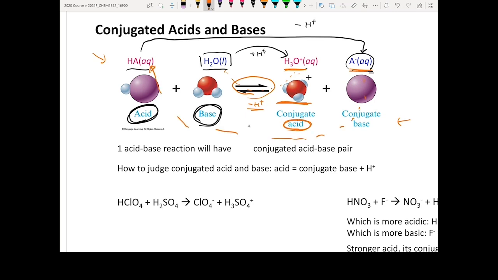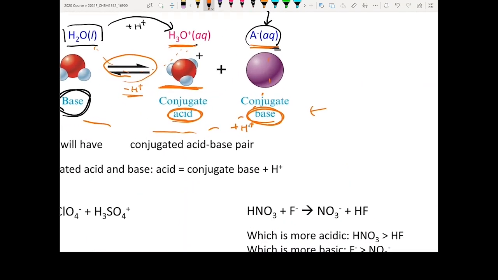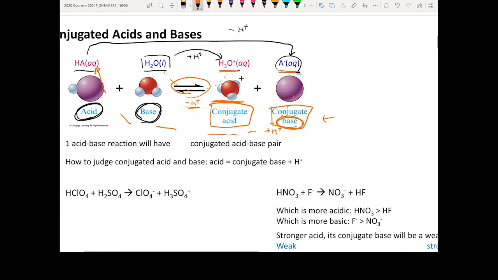For this guy, going back to here, you go from A minus to HA. Therefore, this one is a base. We create another terminology: call this one the conjugate acid and this one the conjugate base. So for all acid-base equilibrium equations, we can always find the acid and conjugate base pairs. In these specific reactions, you have two conjugate acid-base pairs. The first one is HA, A minus. The other one is H2O and H3O plus. So these are the two conjugate acid-base pairs.